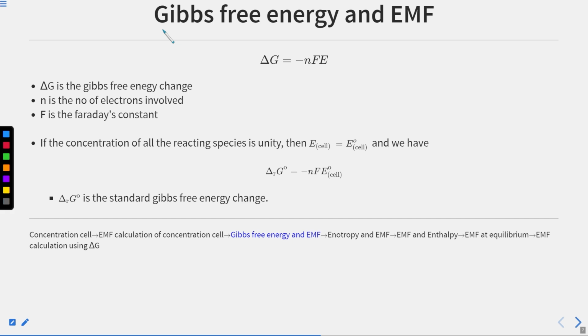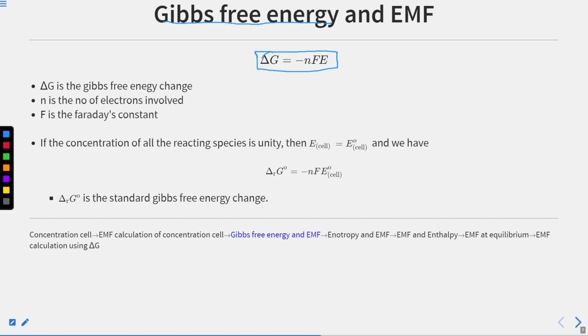Next, we will move to the thermodynamic aspect of this electrochemistry. So we will see the thermodynamic aspect. We'll start with the Gibbs free energy. So this equation is very popular. If you have studied thermochemistry or electrochemistry, you must have seen this equation. So what does this equation signify?